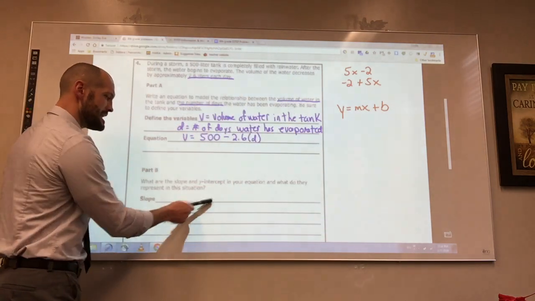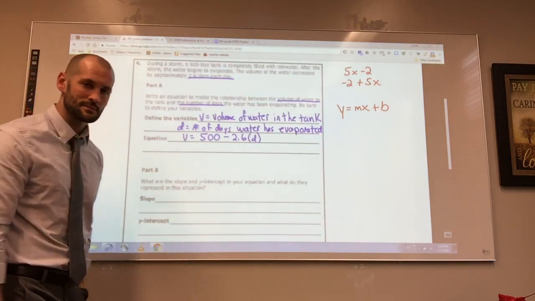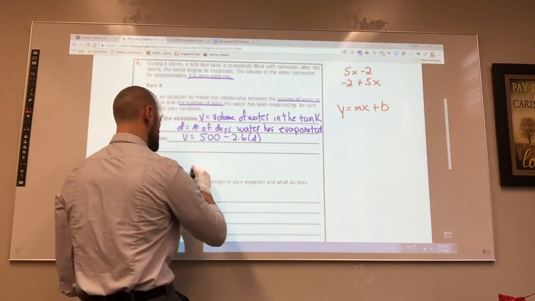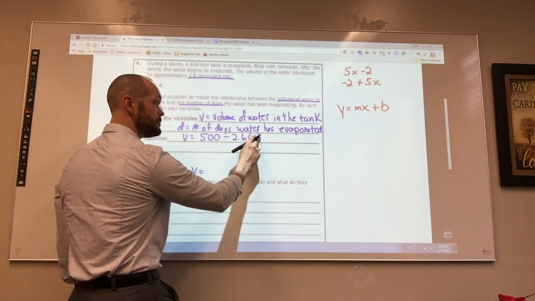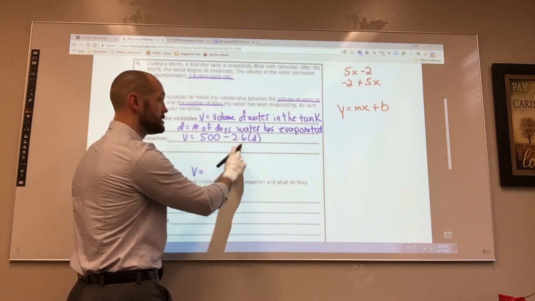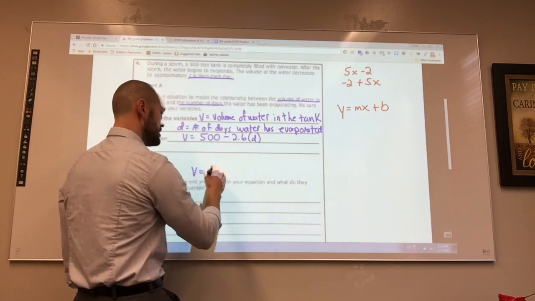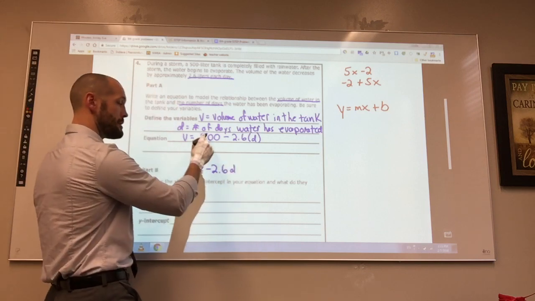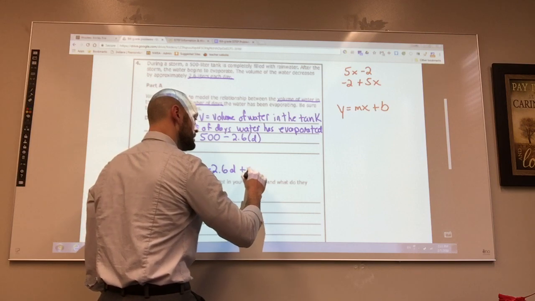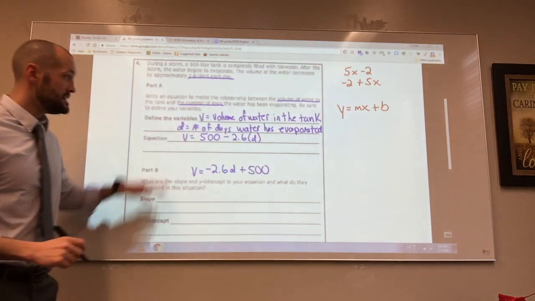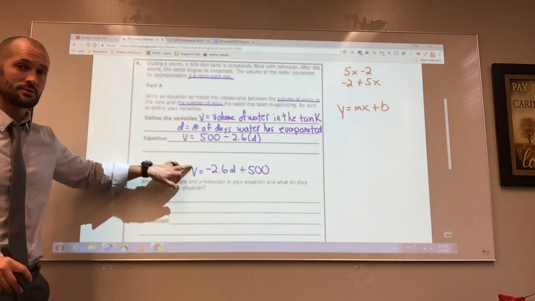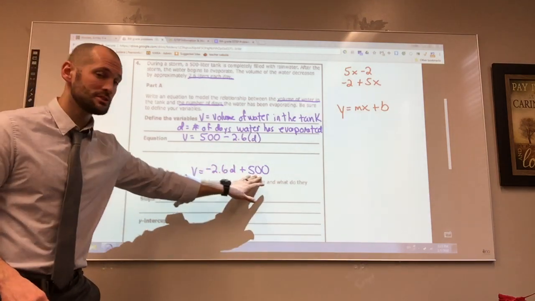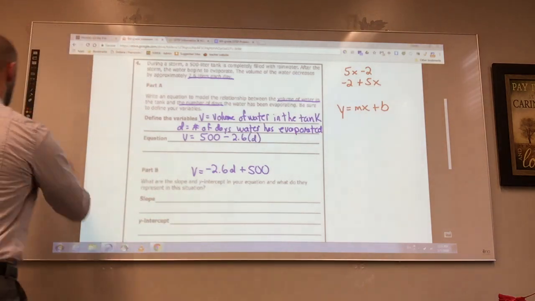So when I look at this, and they want me to make it look like y equals mx plus b, what I'm going to do is visualize this equation as v equals, I'm going to put the slope multiplied by a variable first. The 2.6 is negative. And I'm going to put my positive 500 at the back. These are the exact same equations. Don't get that twisted, okay? They're just written differently. And now this looks a lot like my mx plus b.